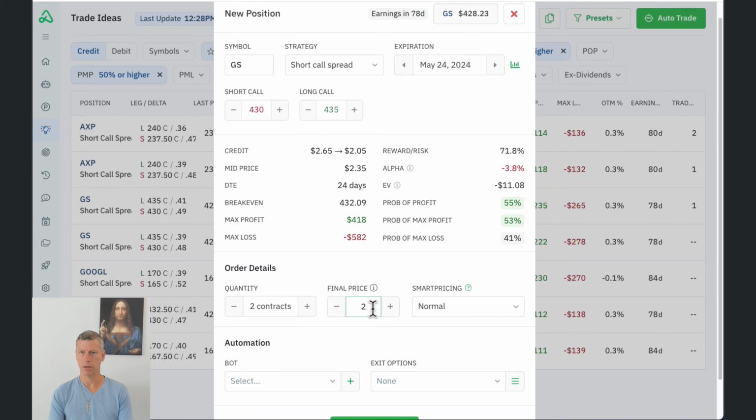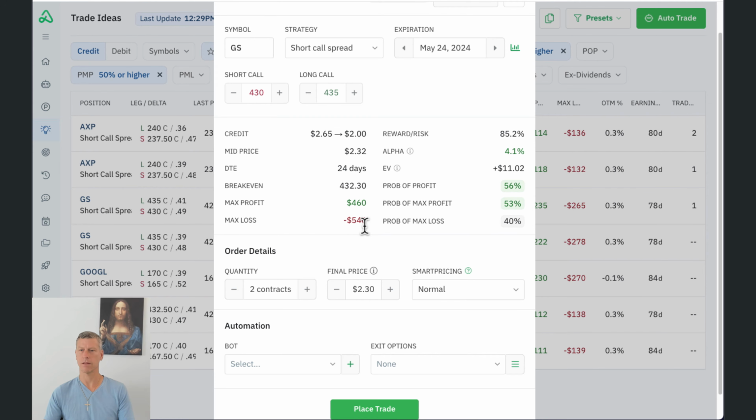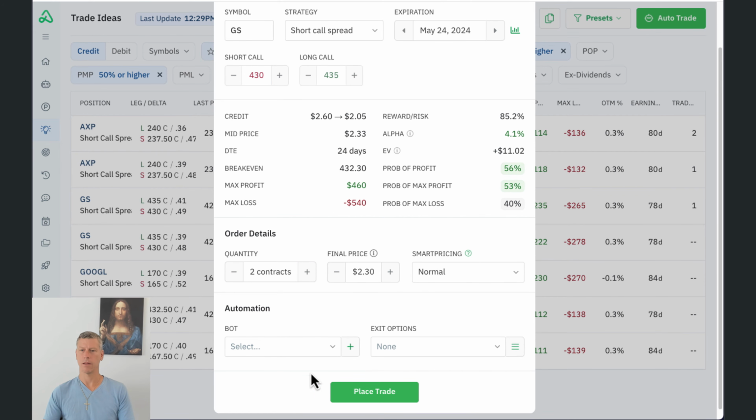We could go somewhere around 230. You can try 230, which is around the mid price, and see if we can get filled around there. That's 540. That's a little above what I like to trade, but let's go ahead and do it.